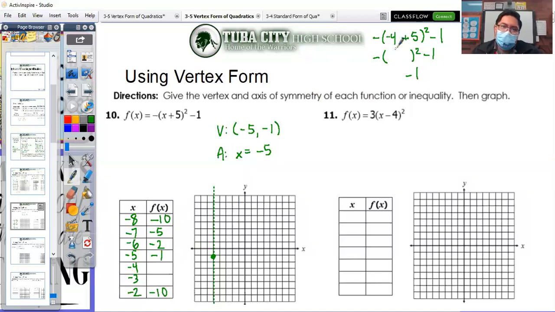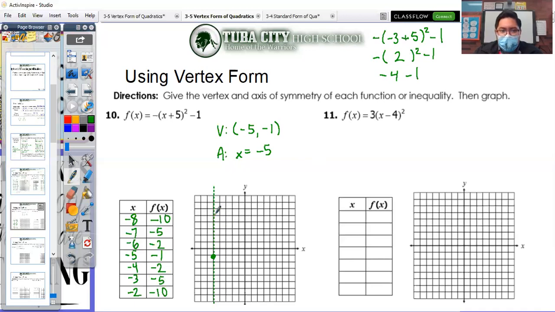5 minus 4 is 1. Now, even if we square 1, 1 times 1 is +1. But this negative, again, just has a way of making everything around it negative. So we get -2. Next one is -3. So 5 minus 3 would be 2. 2 squared is 4. And make it negative, and we get -5. There we go.